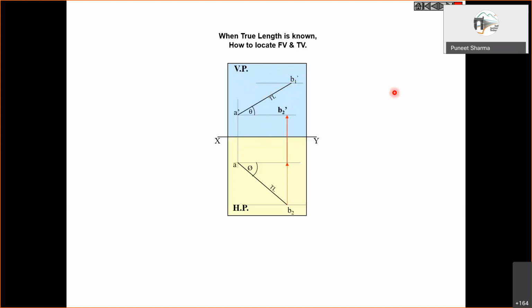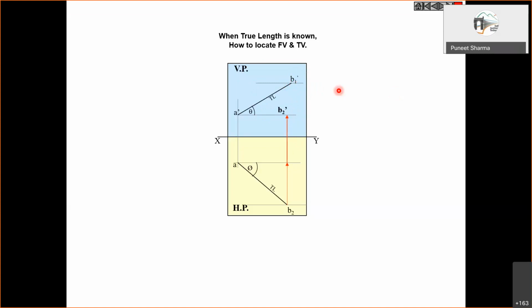So this is one fact. As long as the line is inclined at angle theta, whatever distance of B1 dash from XY we have obtained in this diagram will not get altered. If the location of B1 dash is to be changed, it will be along this line only.